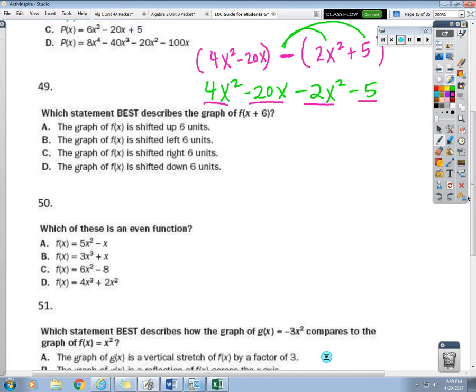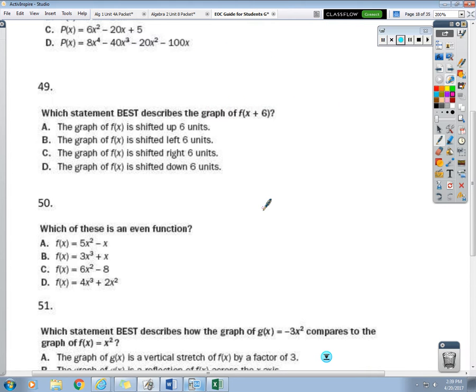Which statement best describes the graph of f of x plus 6? Is it up, left, right, or down? Left. Correct. If the number is inside with the x, it's a horizontal shift, which means left or right. And it's opposite of what you would think. Plus 6 is actually left 6, minus 6 is right 6. You might want to write these down for when you're studying.